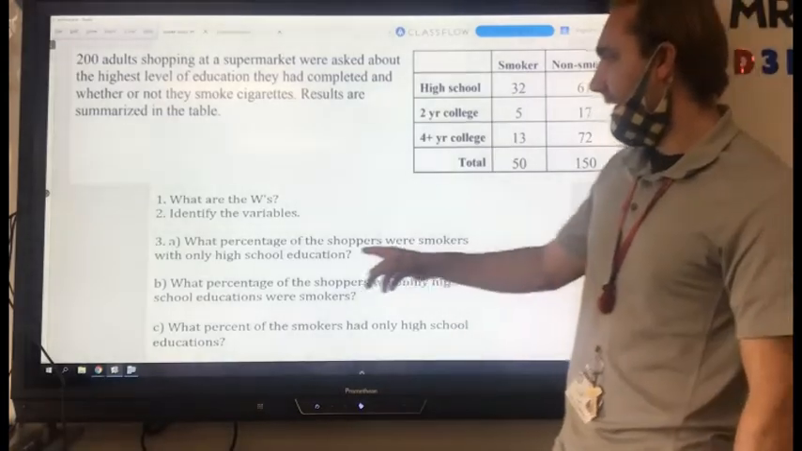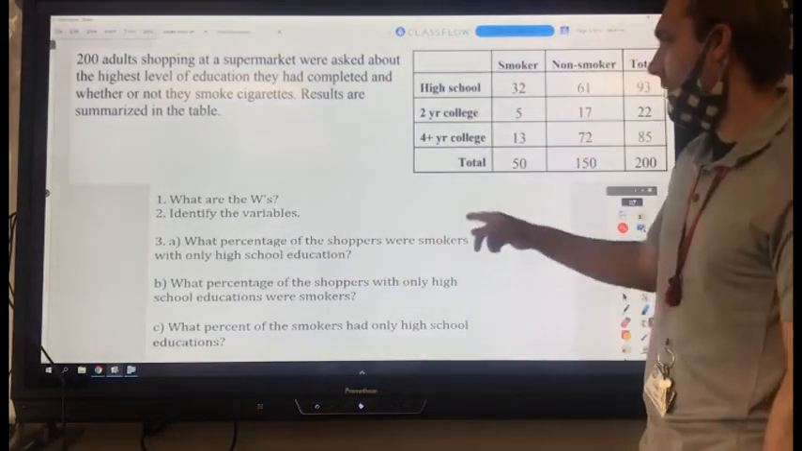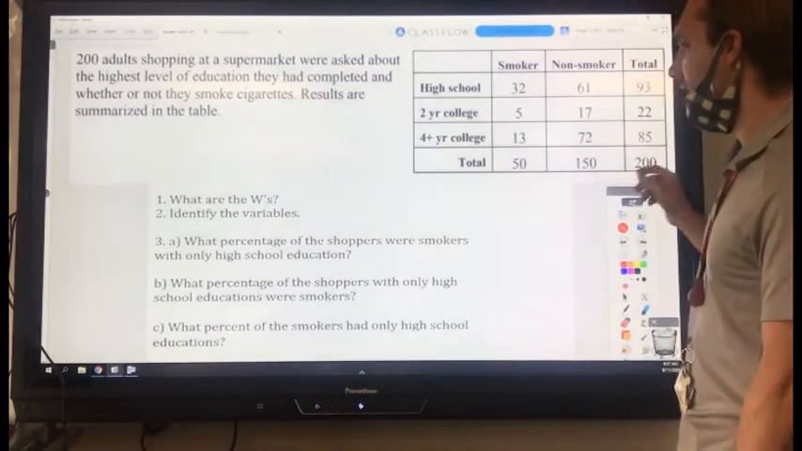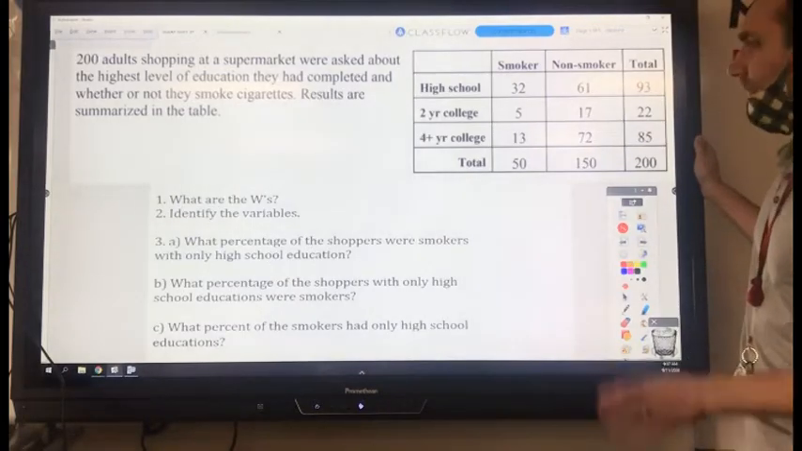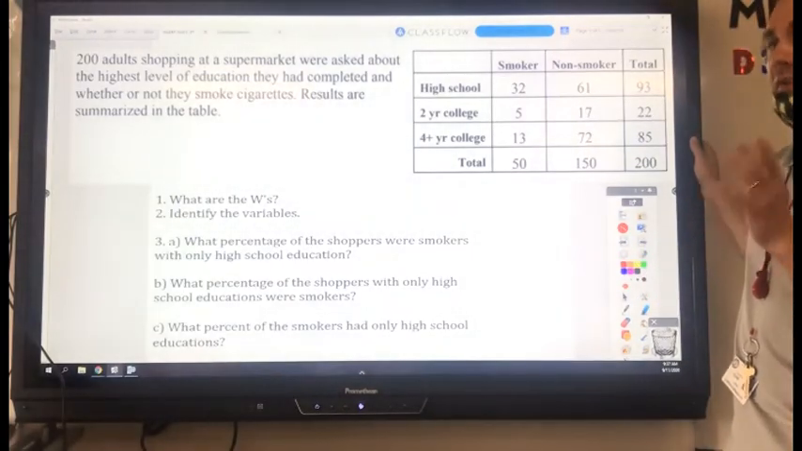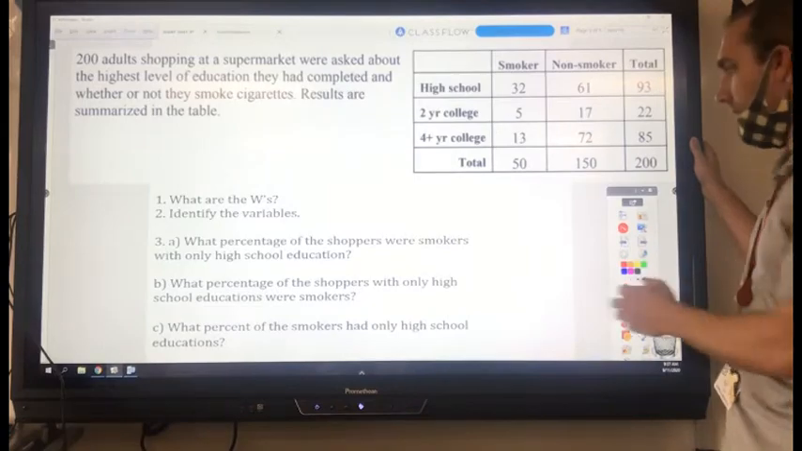So let's take the first one at a time. What percentage of shoppers were smokers with only high school education? So first, what's my total number of shoppers? 200.